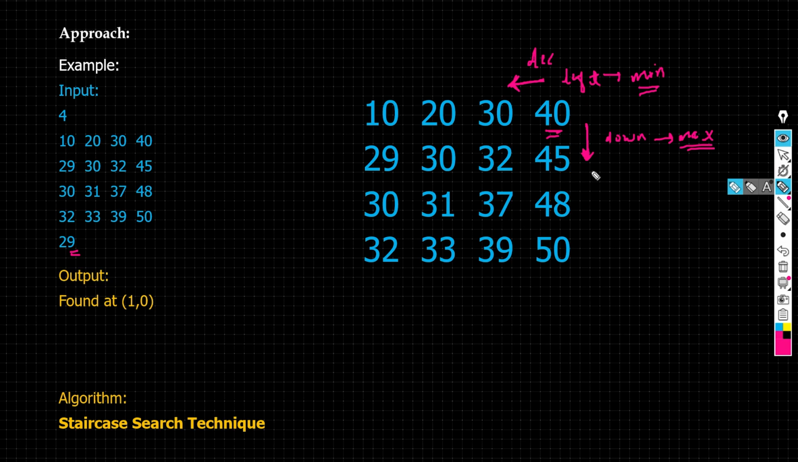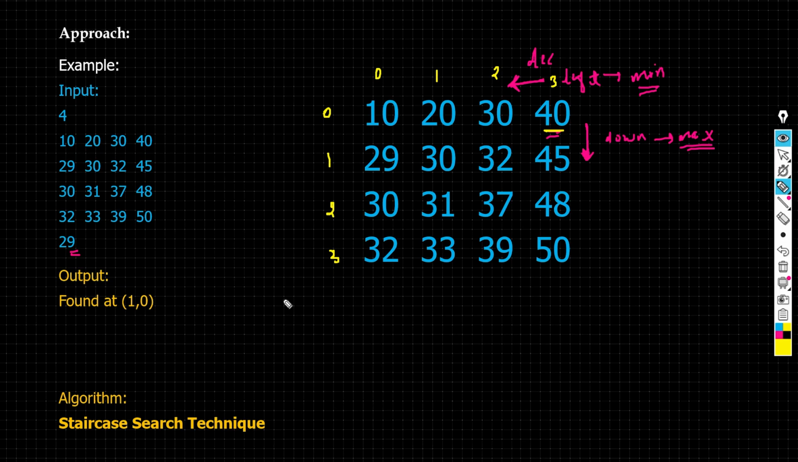Currently we know that if we go down, we will have a maximum value, and if we go left, we will have a minimum value. So at the starting point we are here. Let's write the indexes: 0, 1, 2, and 3. 0, 1, 2, and 3. These are the indexes, and at first we are starting from the 40. Currently we are at 40.